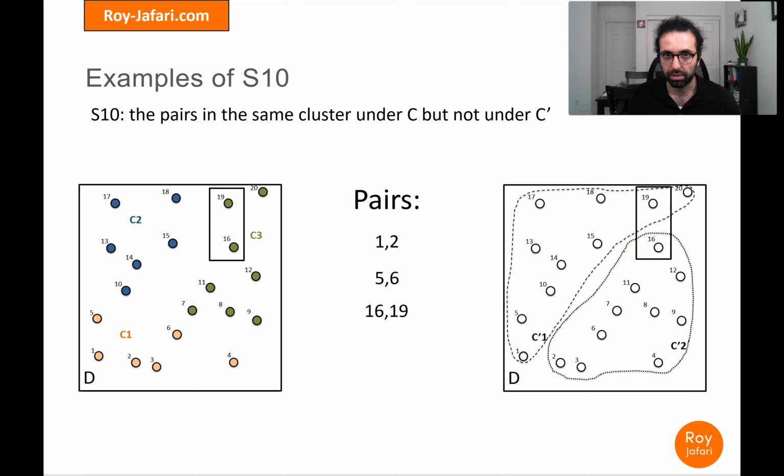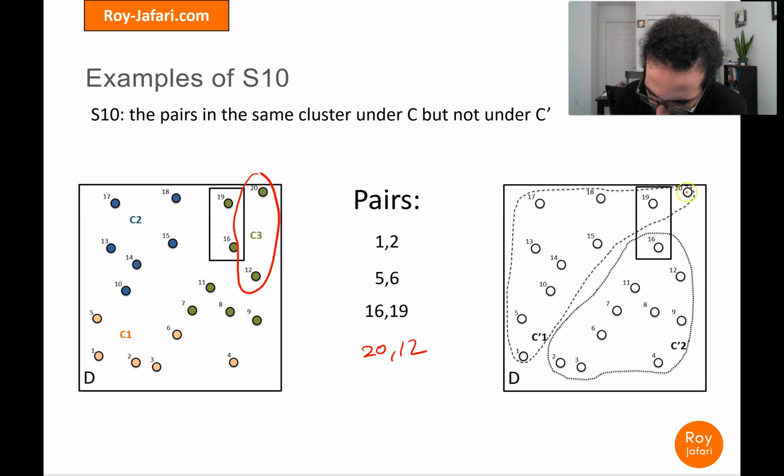I'll try to find another example. Alright, here's another example. Oh, actually 5 and 6, we've already seen this. Okay, here's another example. We've got 20 and 12. Right? So another example.